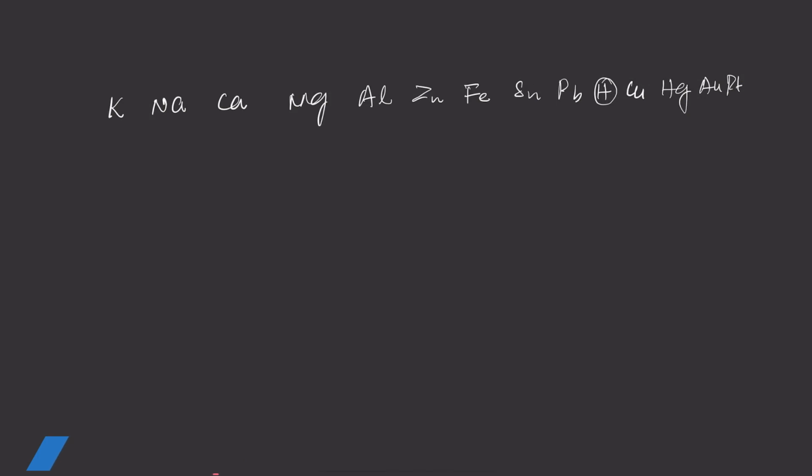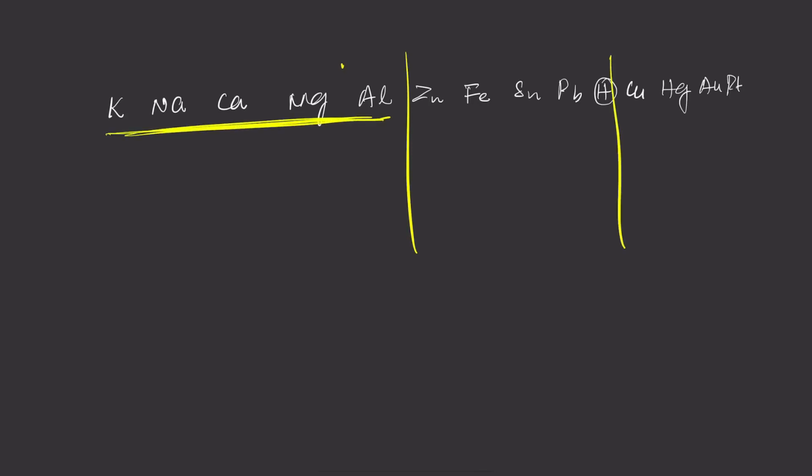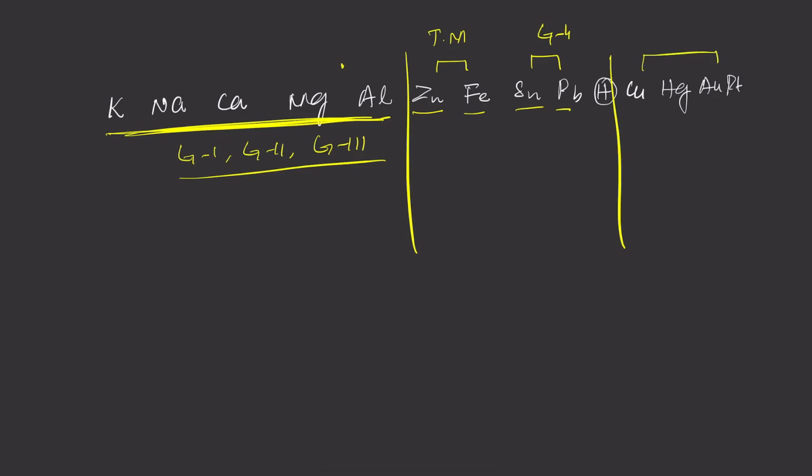I'm dividing this reactivity series into basically 3 parts. These are the elements from group 1, group 2, and group 3. You can say these are 2 from group 4, and these 2 are from the transition metal period. So these are also transition elements. So there are basically 3 compartments.